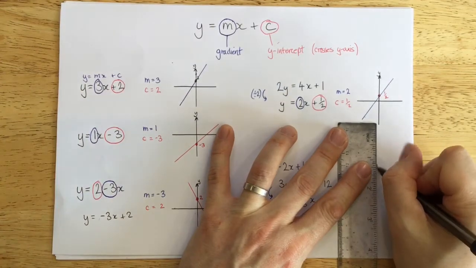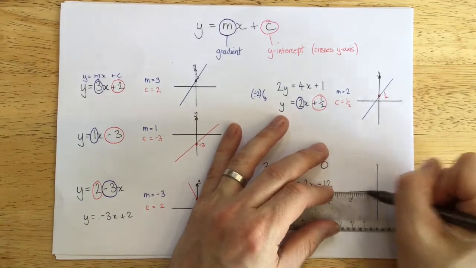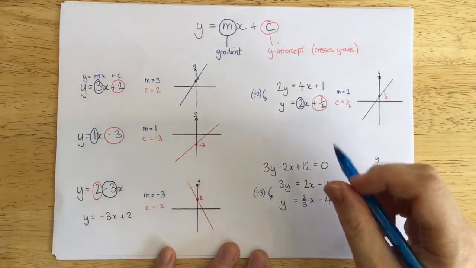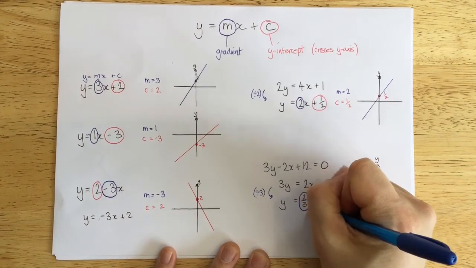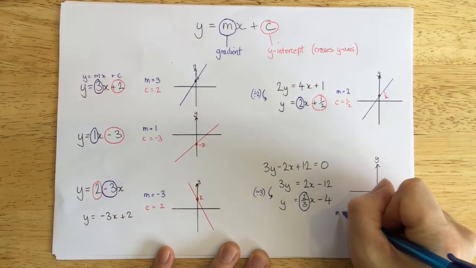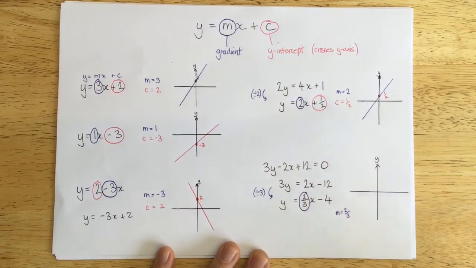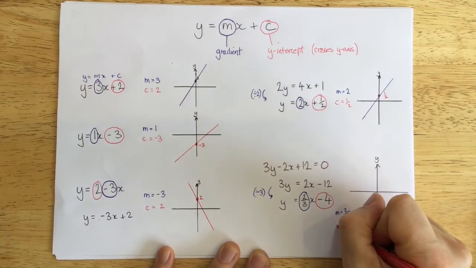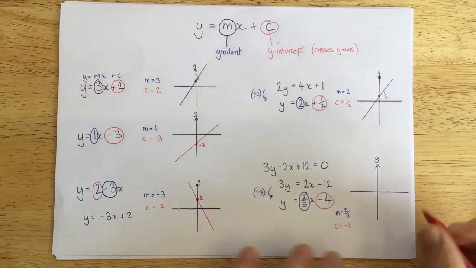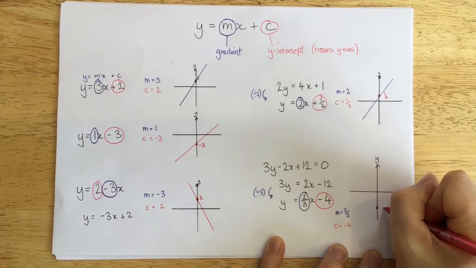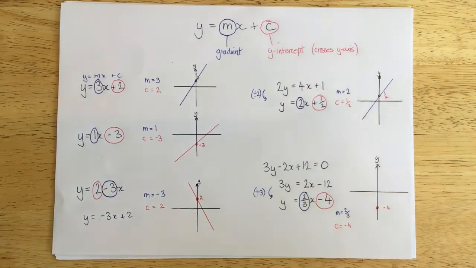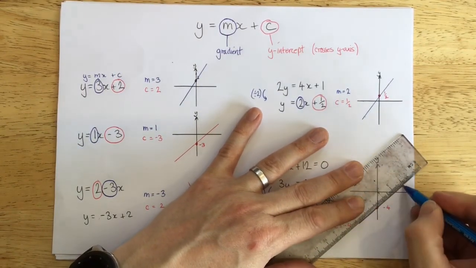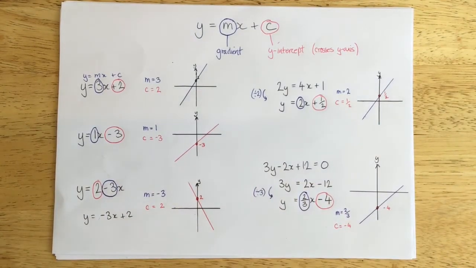So let's sketch that. Again, how many x's have we got? We have 2/3. So the gradient here is 2/3. What's the number on its own? Minus 4. So the y-intercept is negative 4. So if I find my y-intercept at minus 4, the gradient is slightly less than 1. So there's about 1. Let's make it slightly shallower, slightly less steep. And it's going to look something like that.